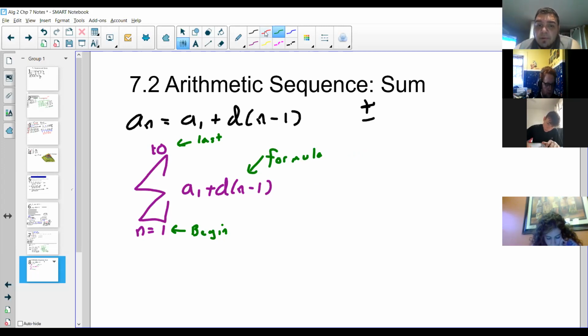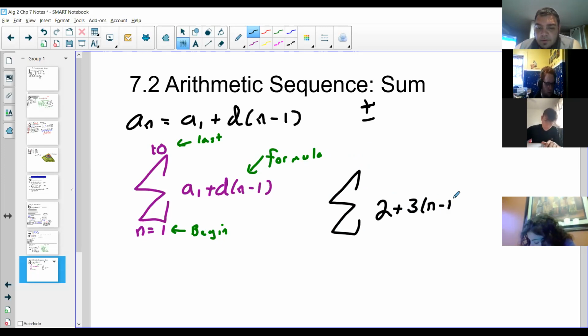So we're going to do one example. I'm going to call it the long way or the expected way. It's just straight up adding. So let's do that: the sum of 2 plus 3(n minus 1) as n equals 1 to 6. We're going to do this one on the right.